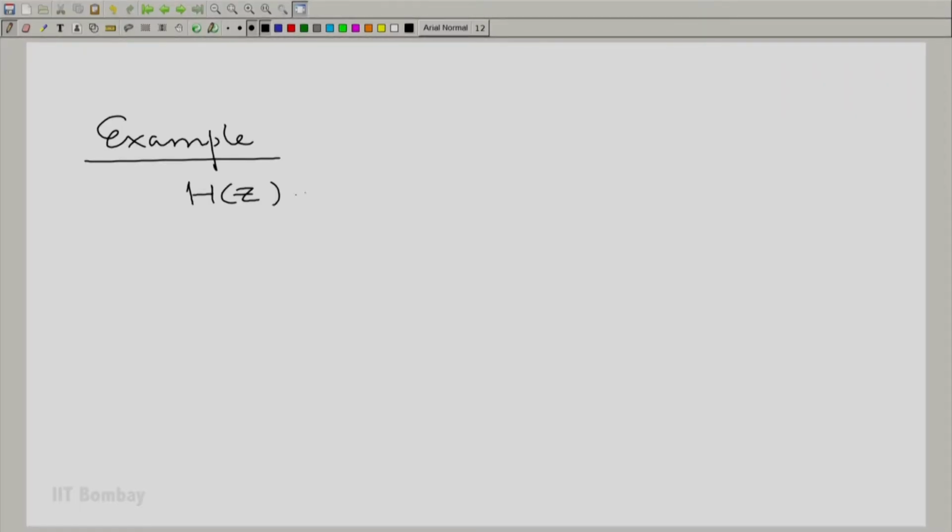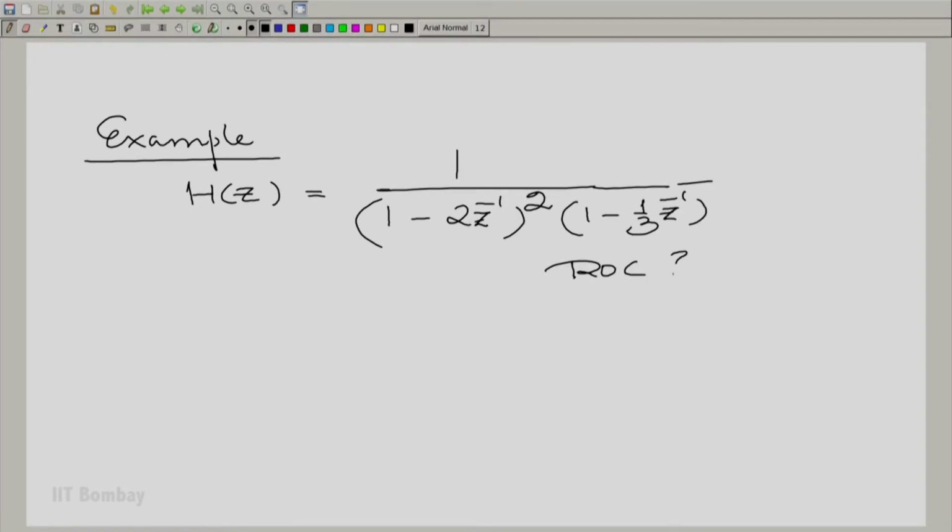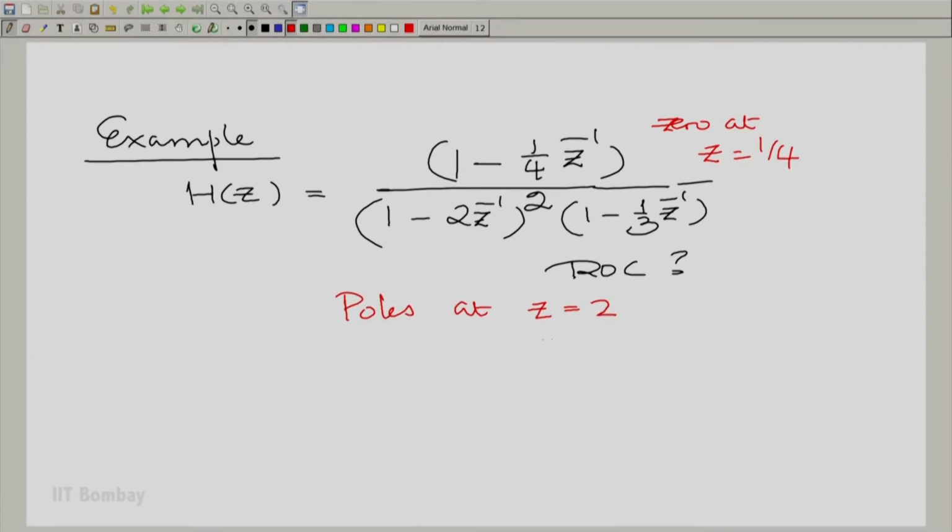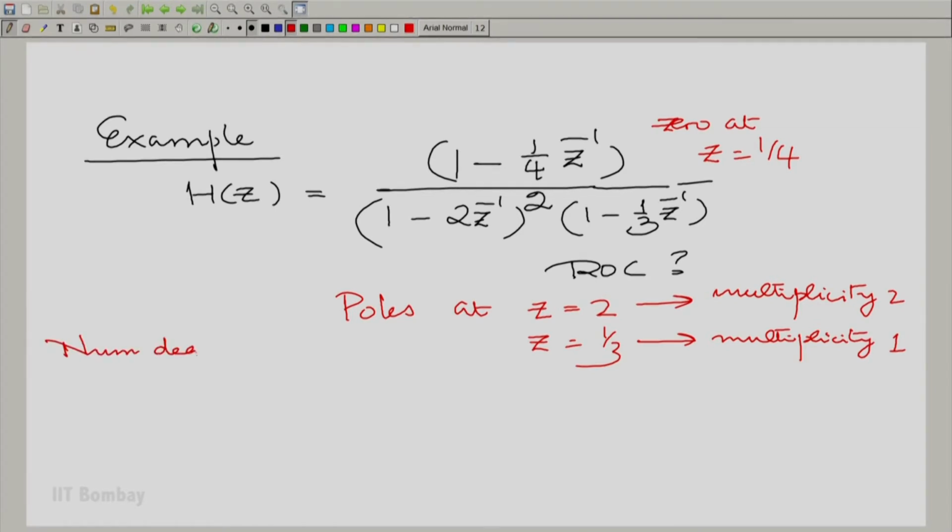If you have something like this, H(z) is 1 by 1 minus 2z inverse, let us take this for some variety. Now, the ROC has to be specified. So, let us draw what is called a pole-zero plot, and to bring in some variety, let us also put some zeros there. Let us put a 0 at z equal to 1/4. So, we have a 0 at z equal to 1/4, and we have poles at z equal to 2 and z equal to 1/3. The pole at z equal to 2 is of multiplicity 2, and the pole at z equal to 1/3 is of multiplicity 1. And of course, the numerator degree is less than the denominator degree.